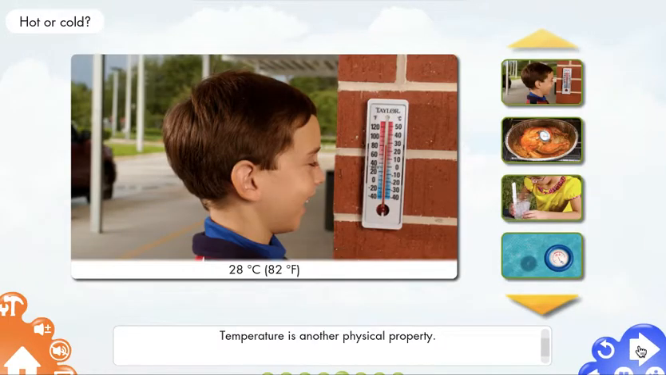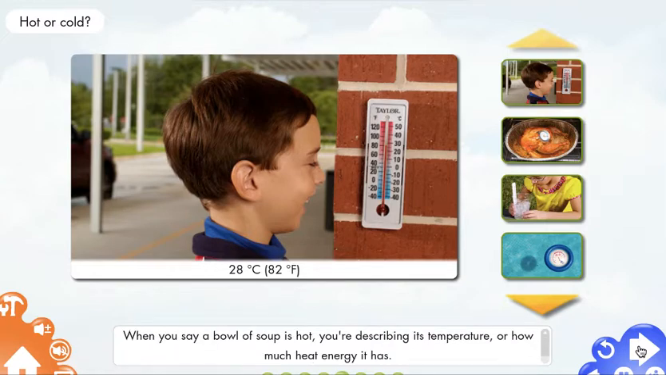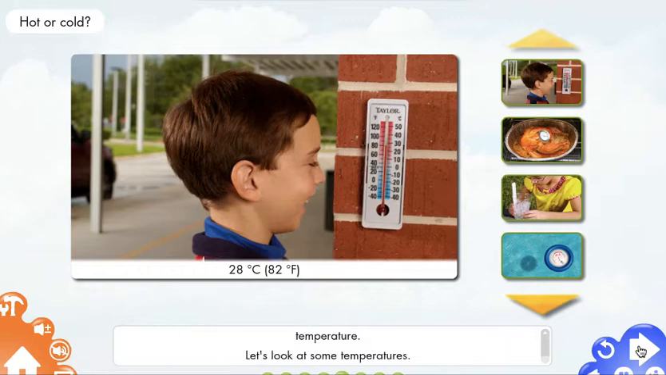Temperature is another physical property. You probably describe temperature without even knowing it. When you say a bowl of soup is hot, you're describing its temperature, or how much heat energy it has. If you put a thermometer in the soup, you could actually measure its temperature. Let's look at some temperatures. Click a picture to discover more.